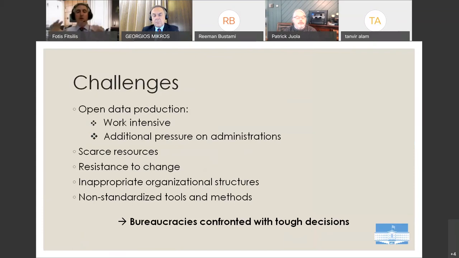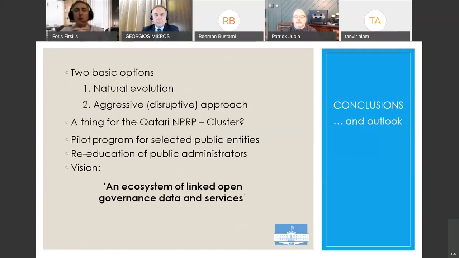And I will conclude with the following. Administrations in general have two basic options here. One is natural evolution. So Middle East administrations and North African administrations will have the option to do nothing and simply wait to see things evolve, as administrations have always done before. There's nothing wrong with this approach.